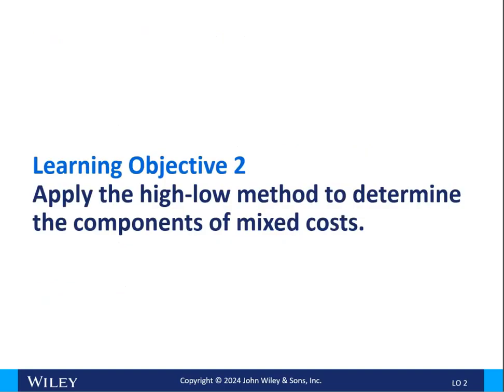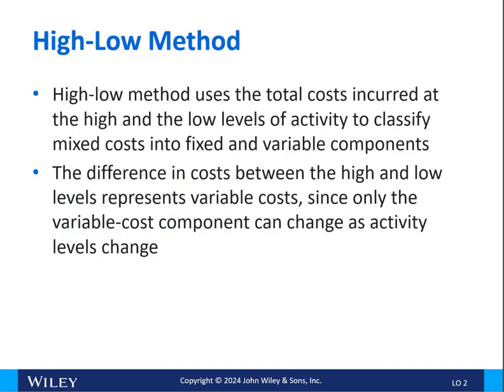Now we'll look at the components of mixed costs and the high-low method. The high-low method uses the total cost incurred at the high and low levels of activity to classify mixed costs into the fixed and variable components. The difference in cost between the high and low levels represents variable costs, since only the variable cost component can change as activity levels change.